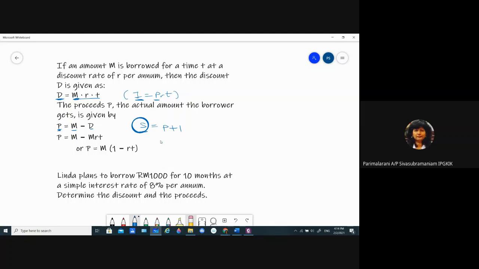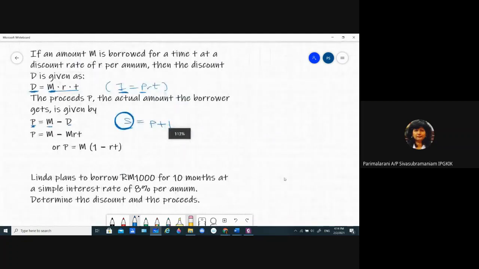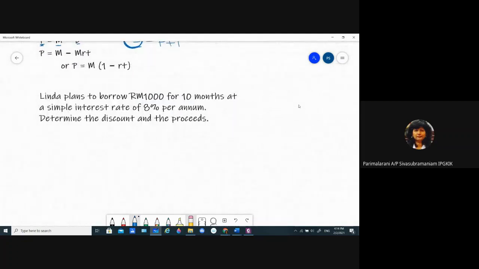Okay, let's look at this question. Linda plans to borrow 1,000 ringgit for 10 months at a simple interest rate of 8% per annum. Sometimes they will use simple discount rate, or they may use simple interest rate, 8% per annum. Determine the discount and the proceeds. Our discount is MRT, where M is the money that you borrow, R is the rate, and T is the time.